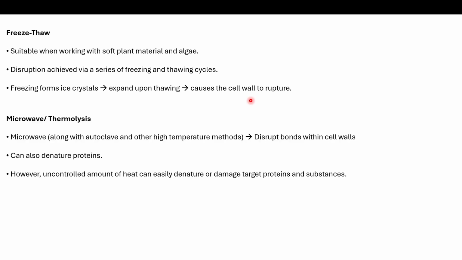Okay. Next comes microwaving or thermolysis. Thermolysis, as the name suggests, using heat, you are trying to lyse the cells or break the cells open. So microwave along with autoclave and other high temperature methods basically disrupt the bonds within cell walls. Also, this method should be used only when, suppose you want to purify your protein and you know that your protein is unstable at higher temperatures, then this method shouldn't be used. Because if temperatures are higher, it will eventually denature the proteins.